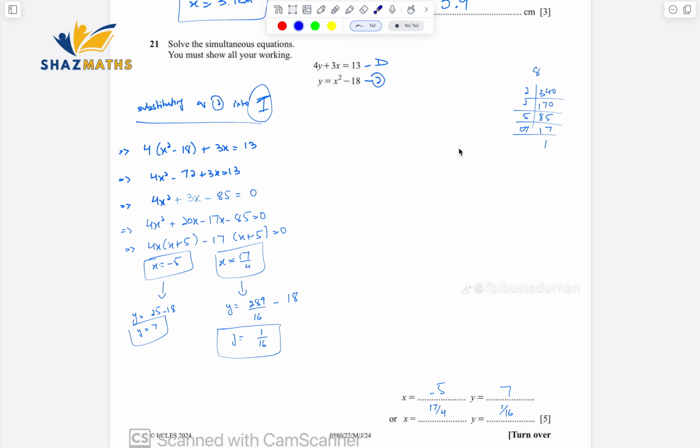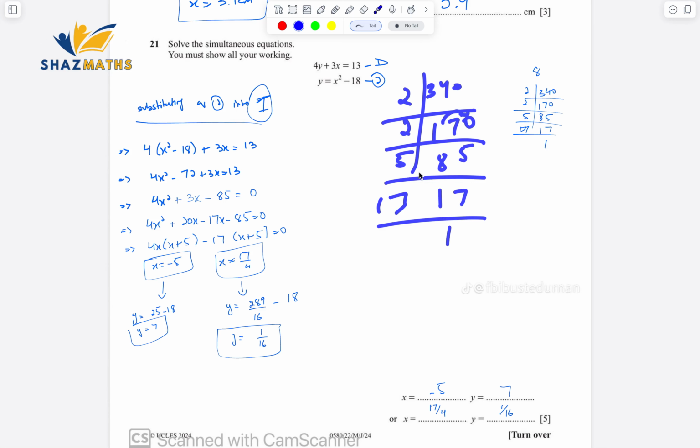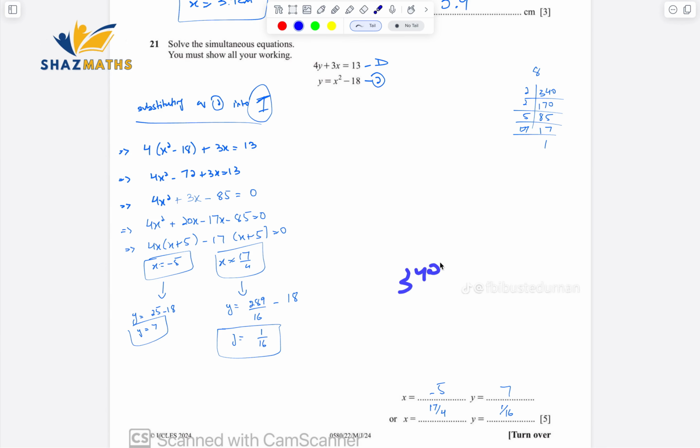So if it's 340, let's see, 170, 85, 5, 17, and 17 is a prime number. So 5 times 2 is 10, 10 times 2 is 20, 20 and 17, yeah, perfect. So let's do that. So 4x squared plus 20x minus 17x, so it's going to be 4x times (x plus 5) minus 17 times (x plus 5), that equals 0. So x has two values, minus 5 and x equals 17 by 4.